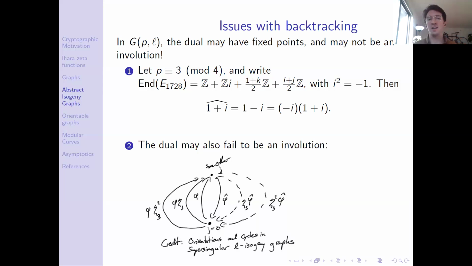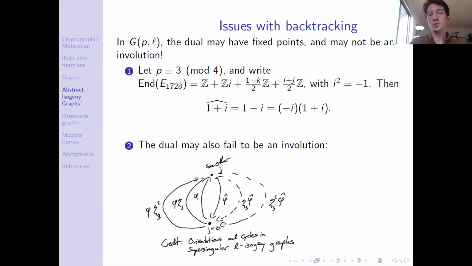So to describe this, I just added a hand-drawn version of a picture from the Orientations and Cycles in supersingular isogeny graphs paper. But the point is, at the bottom, you have J equals 0. At the top, you have whatever J invariant. They give an actual prime and an actual example. But there are cases where you say have an isogeny phi going from J equals 0 to your other J invariant, and you can precompose by these two non-trivial automorphisms on J equals 0 to get two other isogenies.